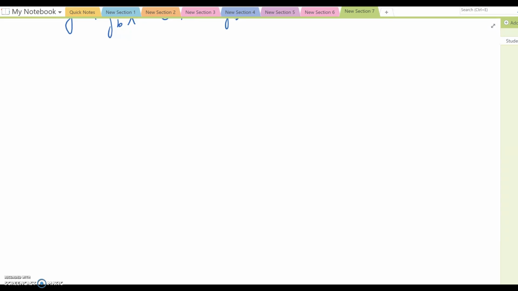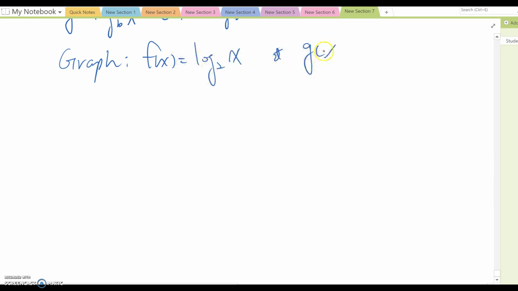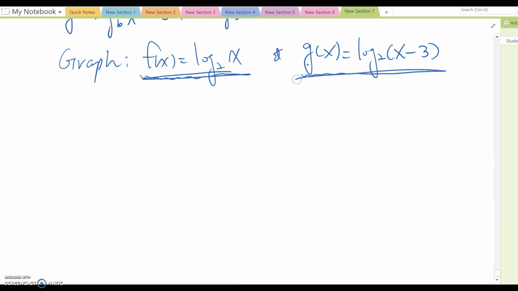Okay, then let's look at one example. Maybe drawing the graph between f(x) = log base 2 of x and g(x) = log base 2 of (x - 3). In this case, if we know the original function form, then we can conjecture the graph of g(x) easily.